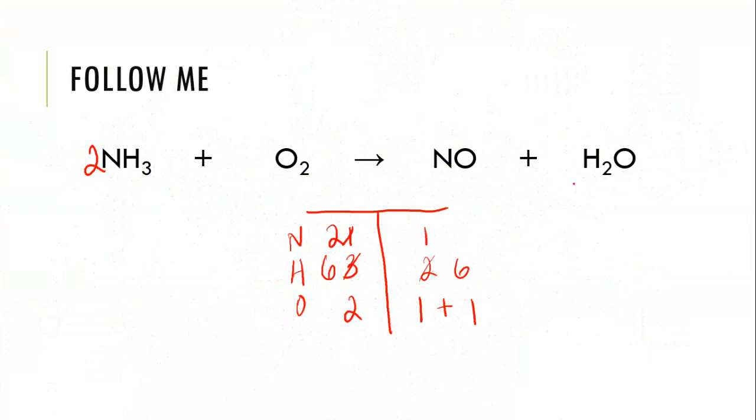Now find the H's on the right side. I have 2. I need to make it equal 6. So I need to put a 3 in front of that. That'll make that 6 H's, but it also makes 3 O's. Now, that's this side, so that's just 3.